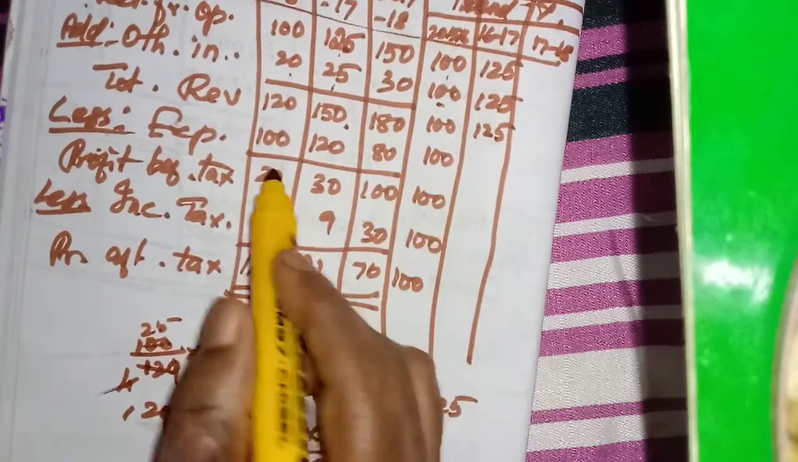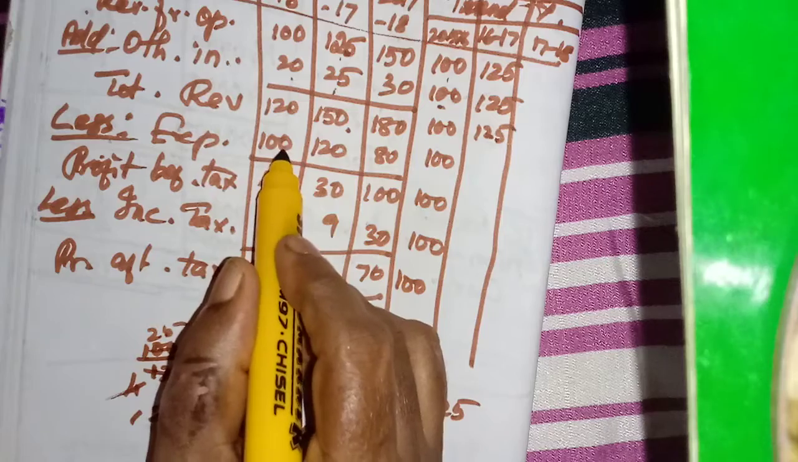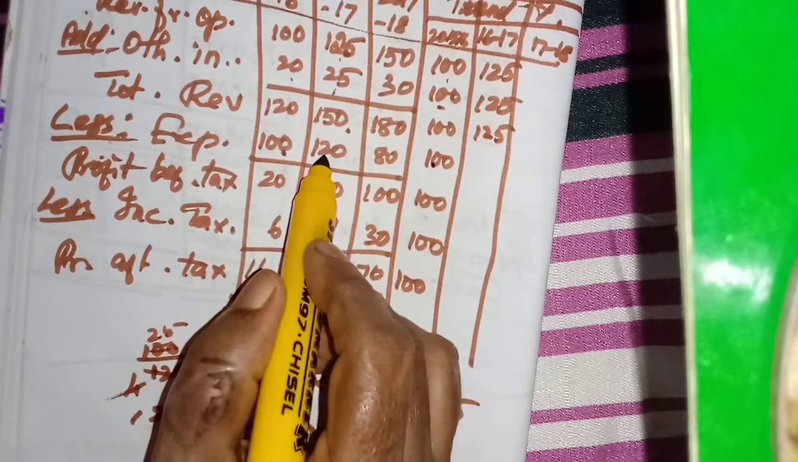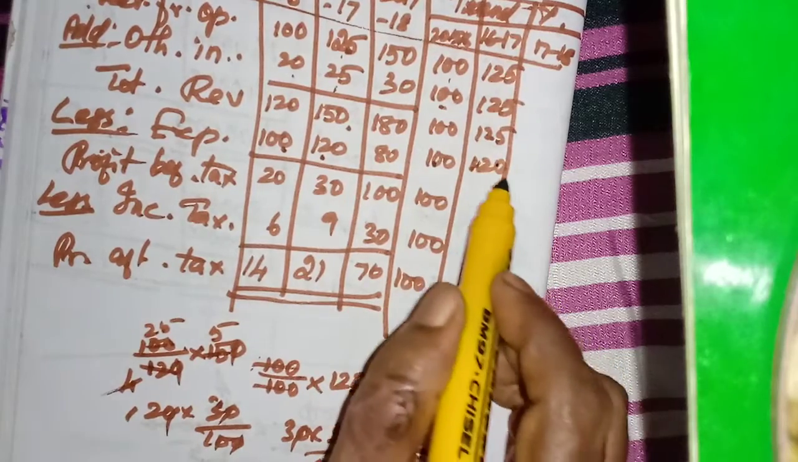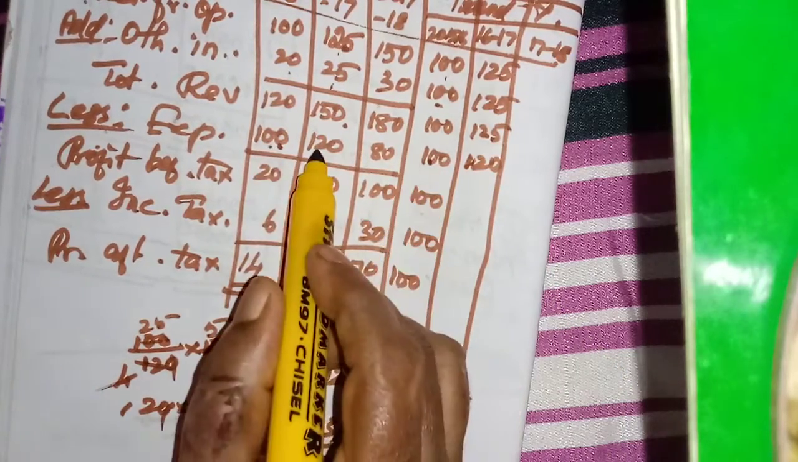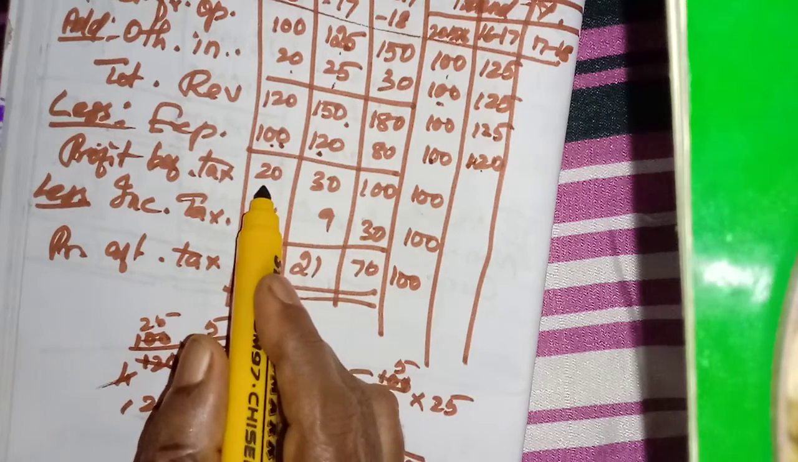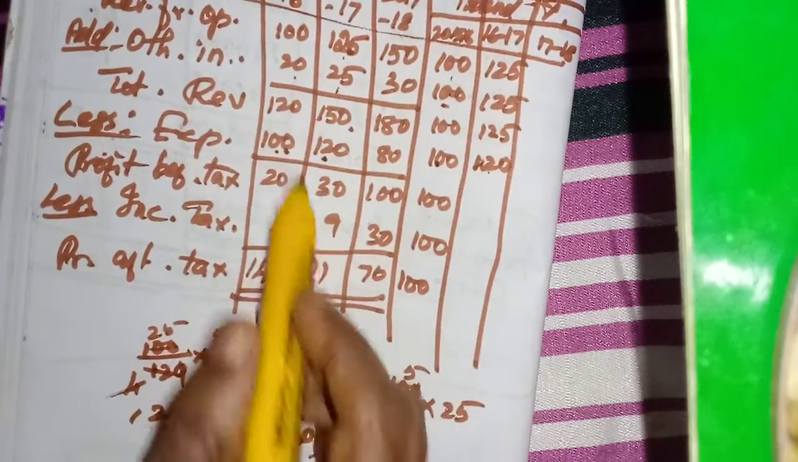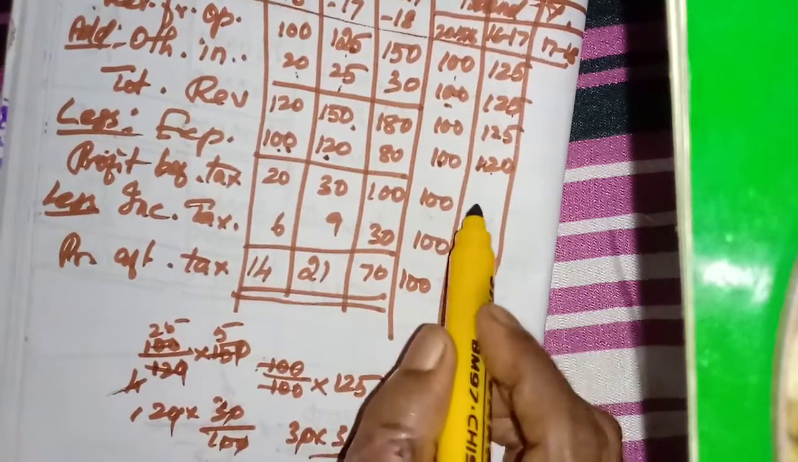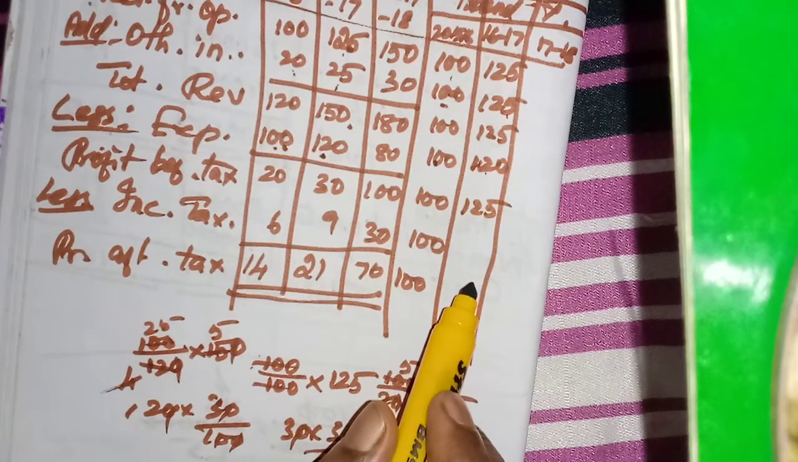Then see this one, for 100, 100. So for 120, 120 only, isn't it? Next one, here 20, 100. See, here we have calculated for 20. So write the same thing, 125.